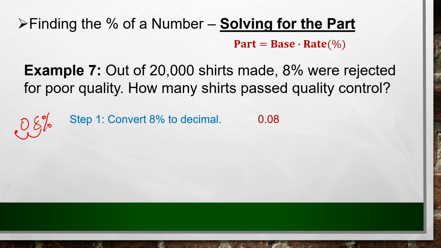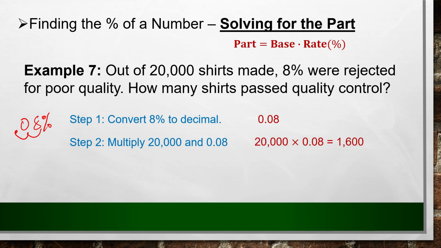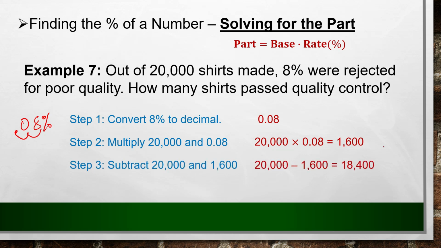Next step, multiply that 0.08 to 20,000 to give us the number of rejected shirts. That's 1,600. Now, in order for us to find the shirts that pass quality control, all we need to do is subtract that from 20,000. And that is going to give us 18,400.